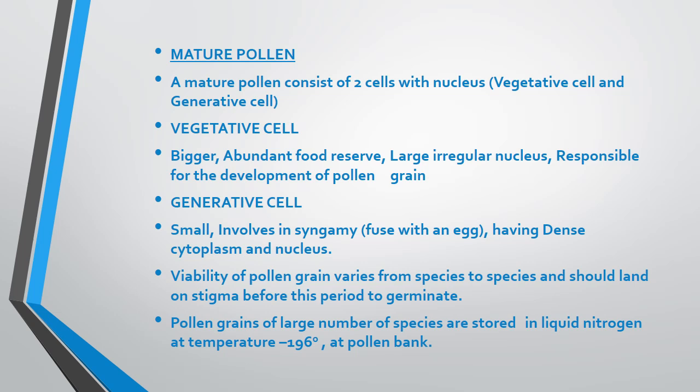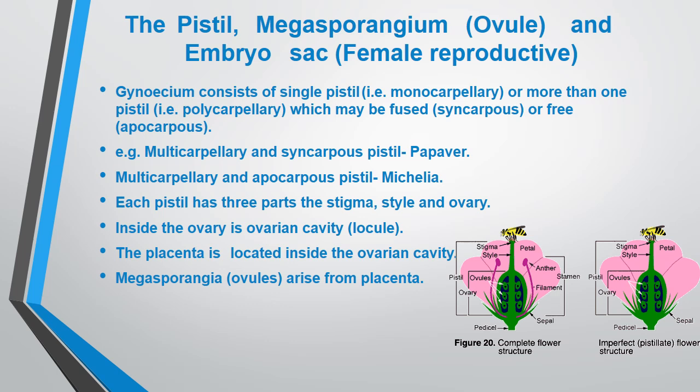The viability of pollen grain varies from species to species, and it should land on the stigma before the period to germinate. Nowadays, the pollen grains of a large number of species are also stored in liquid nitrogen at a temperature of minus 196 degrees at a pollen bank. Now, the female reproductive unit, which consists of the pistil, the megasporangium, that is the ovule, and the embryo sac.